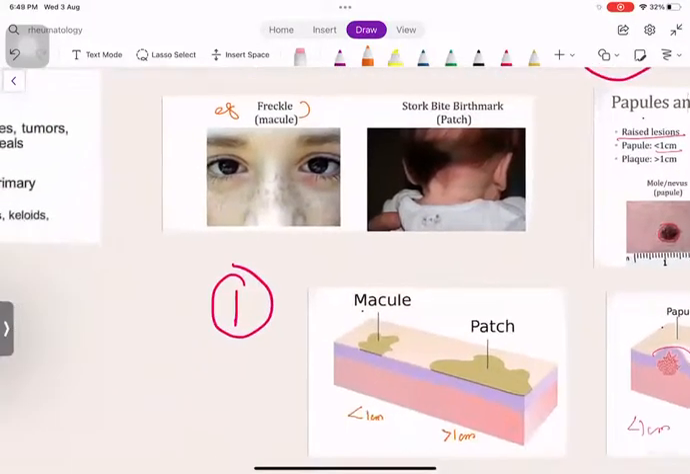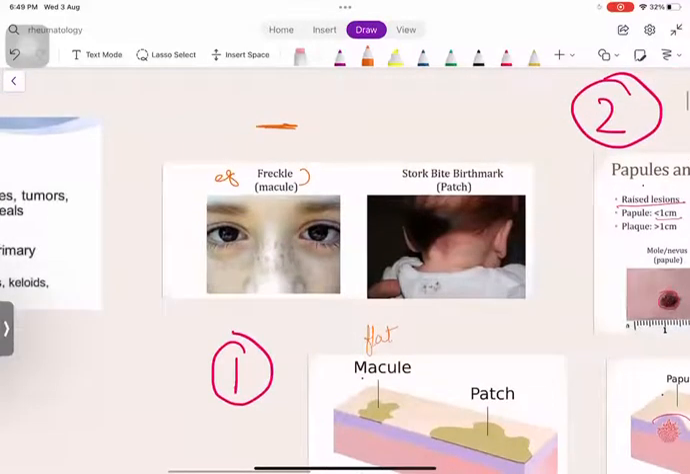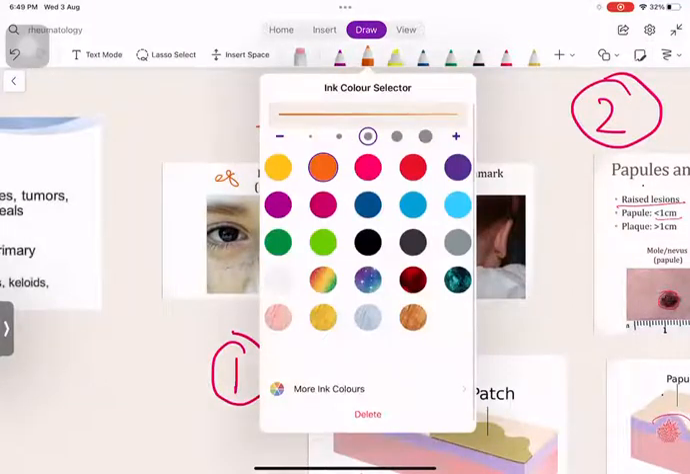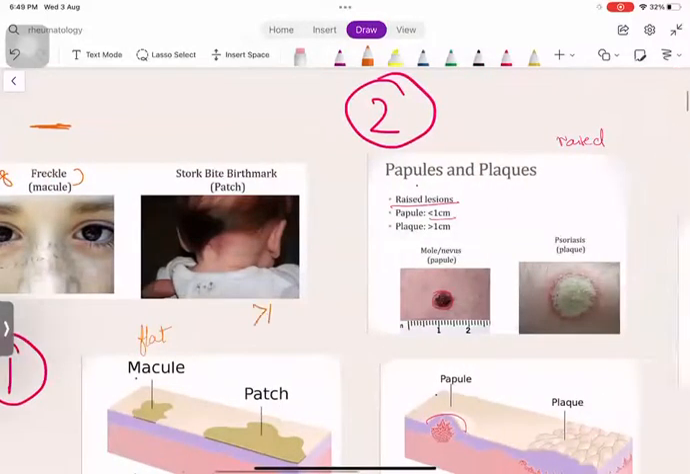Now the flat ones, they could be macule or patch. Flat lesions. If macule, it's less than 1 centimeter. If patch, greater than 1 centimeter. An example of macule includes freckle. These are flat lesions. And an example of patch includes birthmarks. They are greater than 1 centimeter.